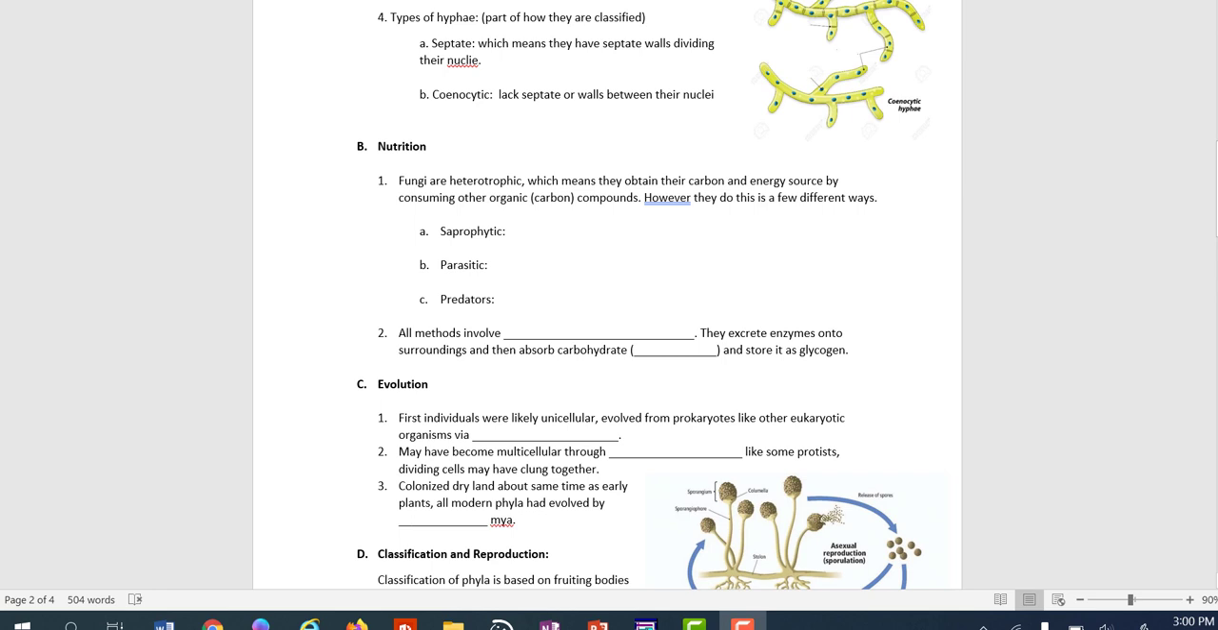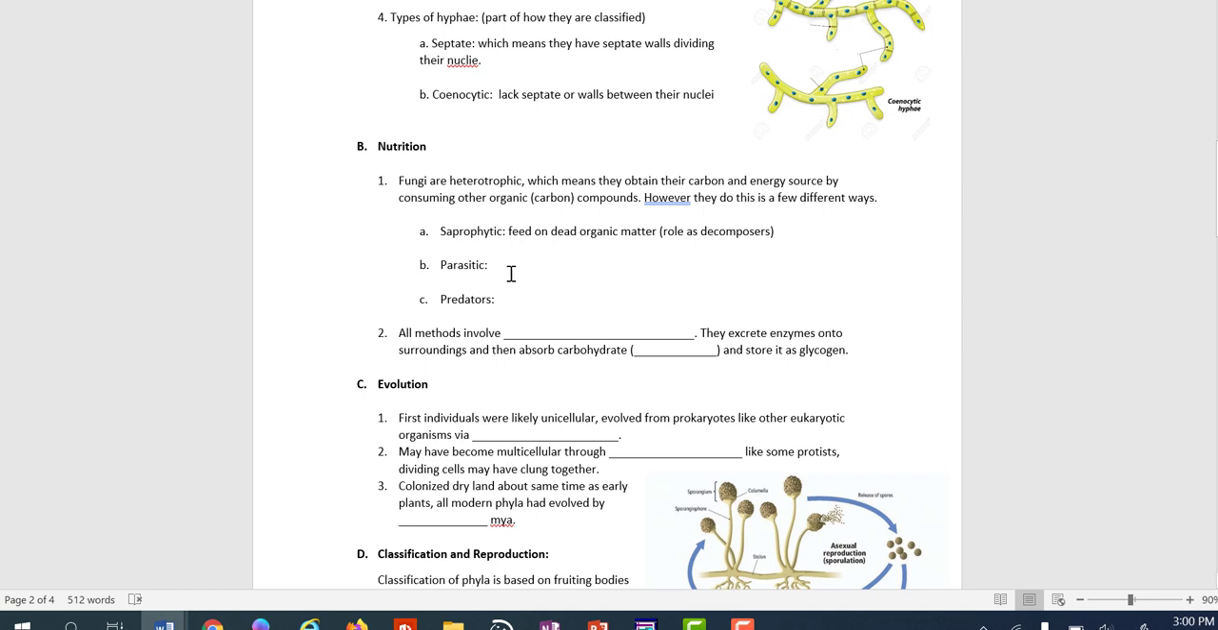Okay, much like we talked about with bacteria, their nutrition and modes of nutrition are very diverse. Mushrooms, a little bit less diverse, but they kind of cover all the areas. So one, they are saprophytic. This means that they feed on dead organic matter, right?